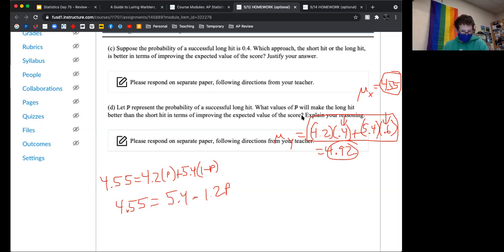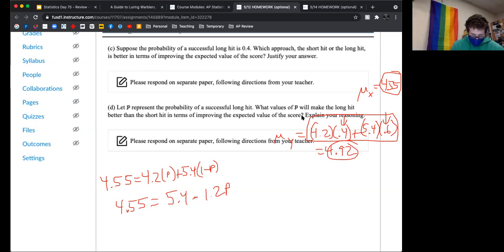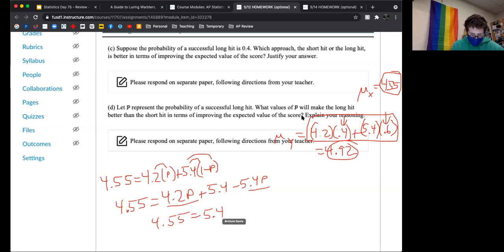Wait, just 1.2? Could you go over quickly how you got those numbers? Yeah, I can do that in here. Basically, if I multiply that out, that's 4.2p. And then for this, I have to distribute, so that's going to be plus 5.4 minus 5.4p. Then I just combine like terms. So that's how I got 5.4 minus 1.2p. And now we can just solve from there.